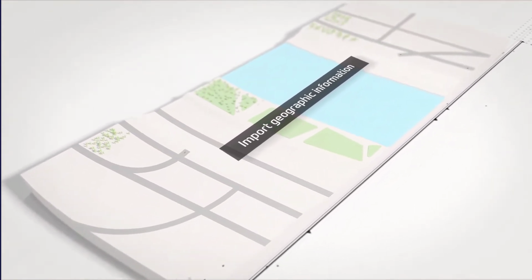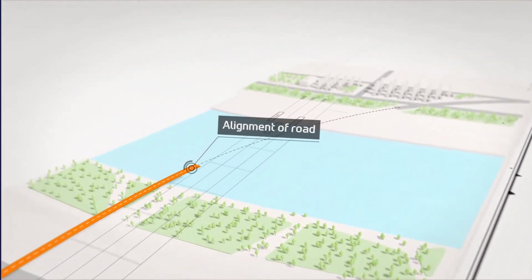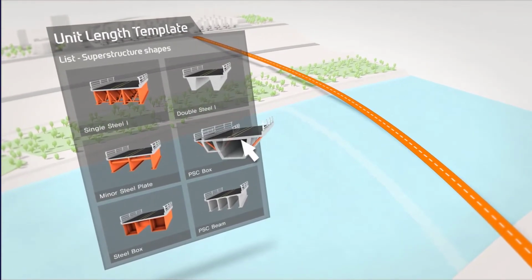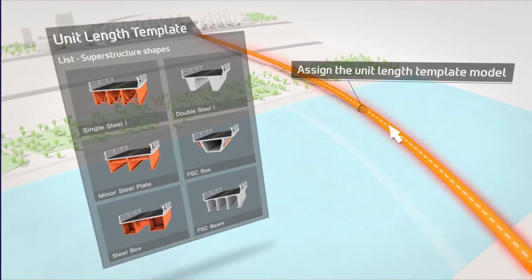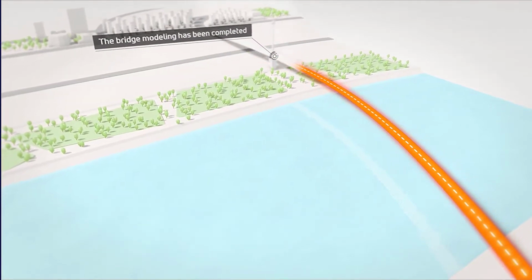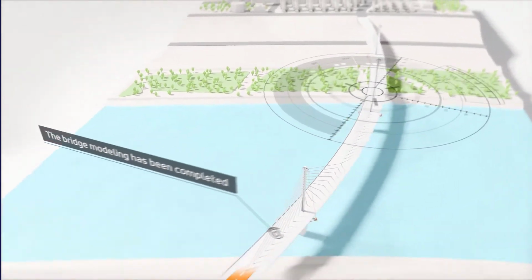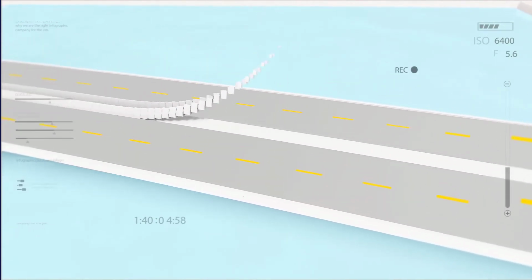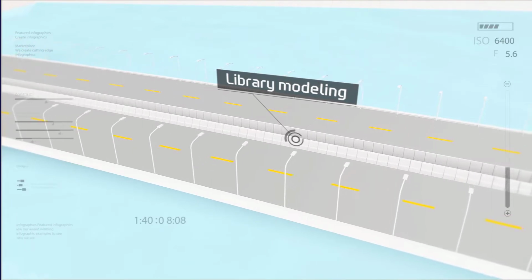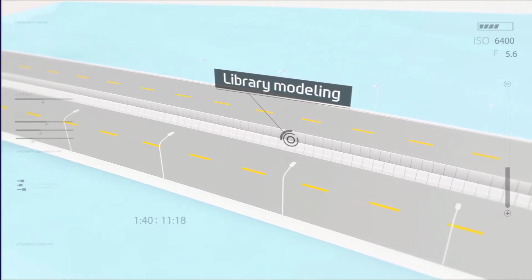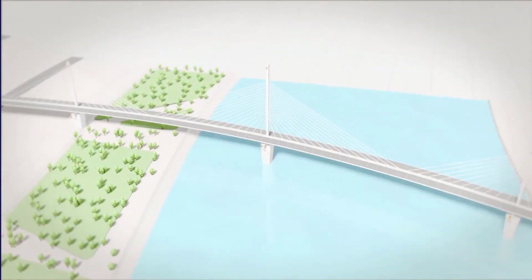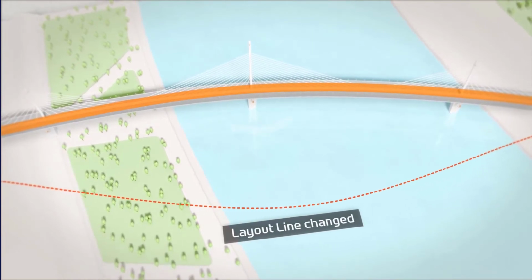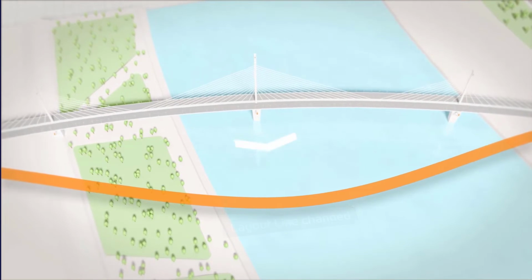First, a complete geographic information is imported. Using the predefined libraries, we can align it along the bridge alignment line to create a complete geometric model. The detailed library modeling part is also catered through CIM. Changes in the alignment can easily be updated in the CIM model.